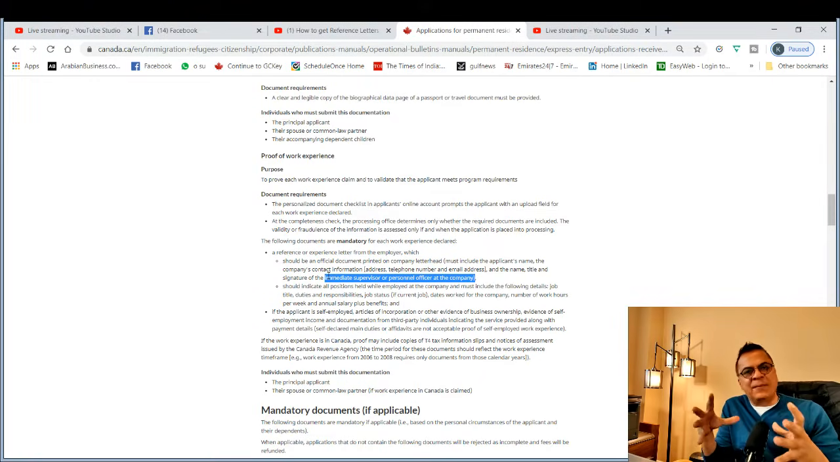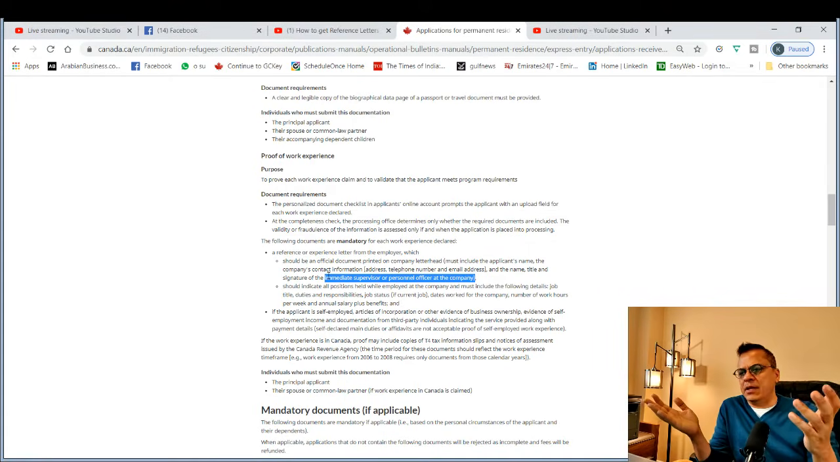It tells you that it has to be on your company letterhead, so it has to be an official document. It can't be somebody just writing it on a plain piece of paper and giving it to you. It has to be on your company's official letterhead, which basically will include your company's logo, your company's name, address, phone number, email address, etc.